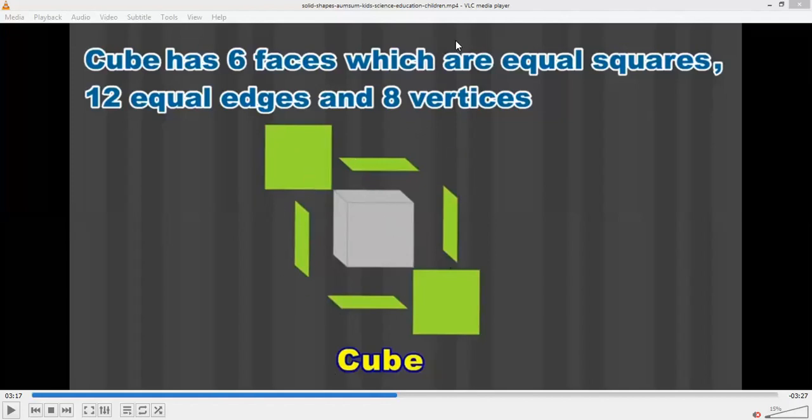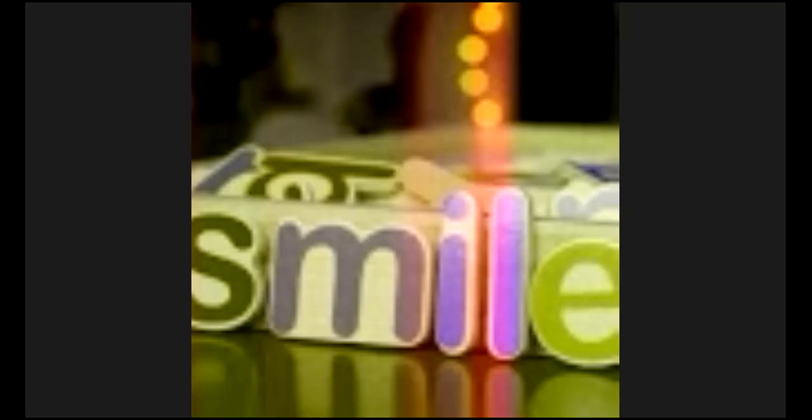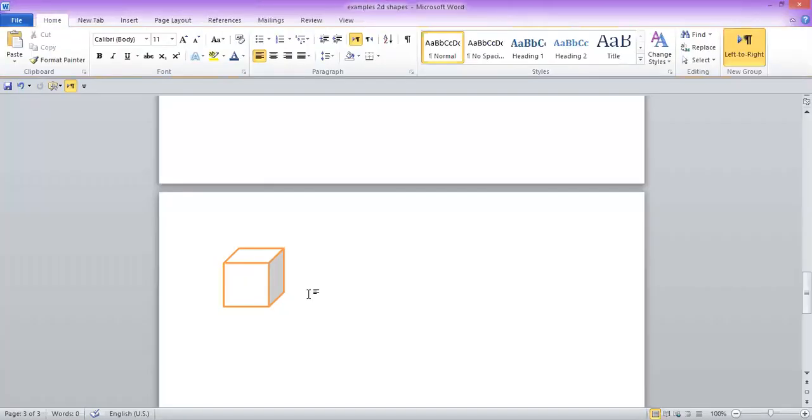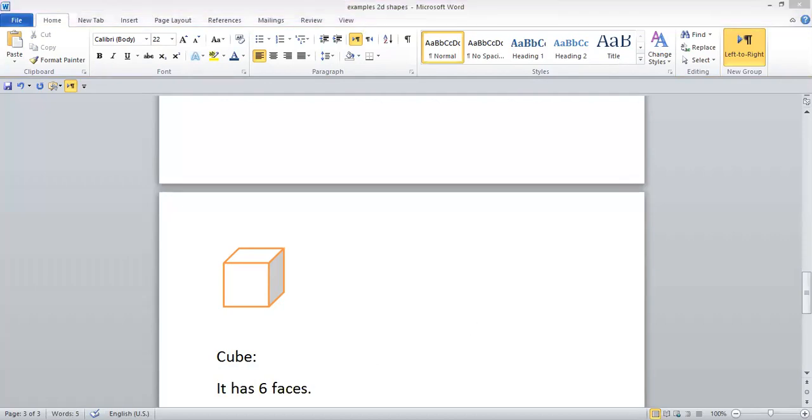These are the six faces of the cube. So I am going to write cube. How many faces does it have? Six faces. So if you are asked about the cube, first I will write its heading, cube, okay, and it has six faces. Yes, guys, how many faces are there in a cube? Six.